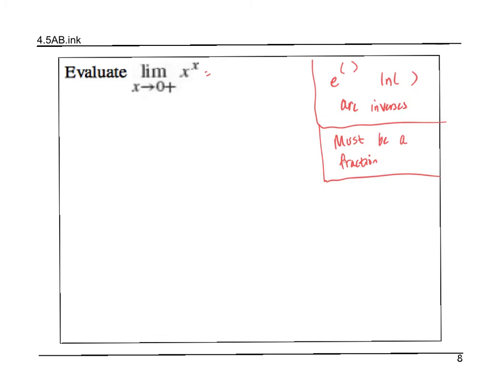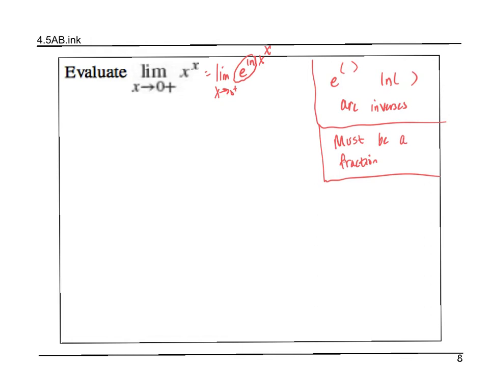So if I apply an e and an ln at the same time, and it's getting applied to this x to the x power, right? This portion right here, that's where the inverses are. They're really not changing my value, but it's allowing me to manipulate.